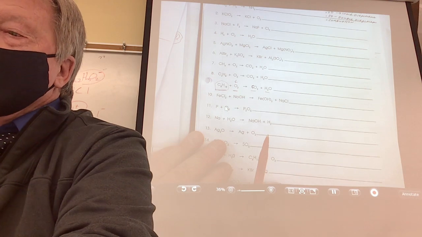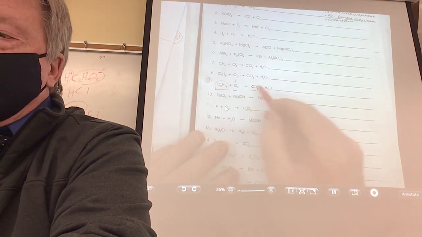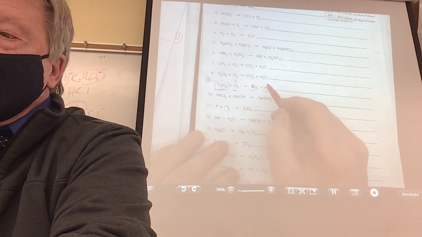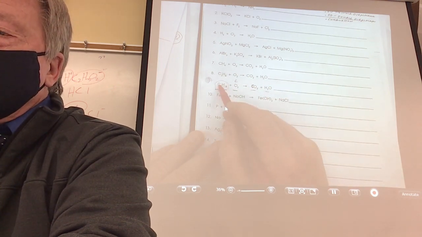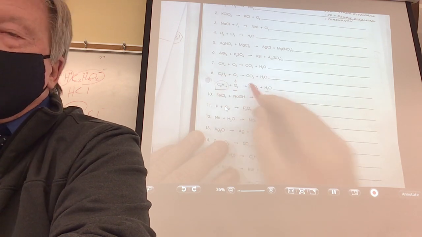Okay, so now, if we were going to balance that, I'm not going to do oxygen first because it's in too many things, right? So what if you decided to do carbon first? 8 carbons, 1 carbon. 8 carbons.